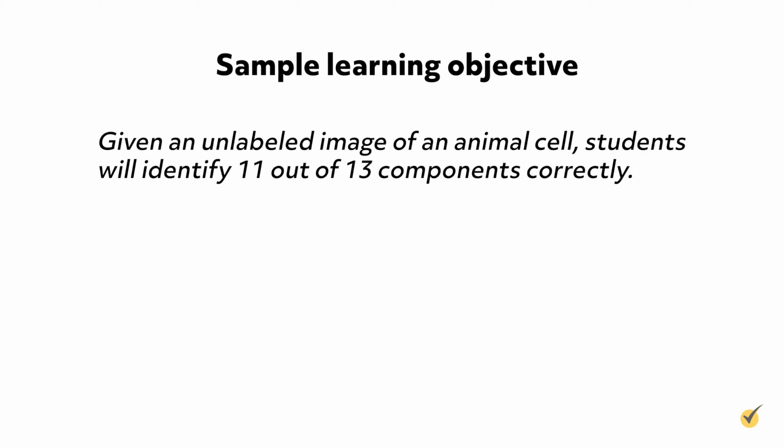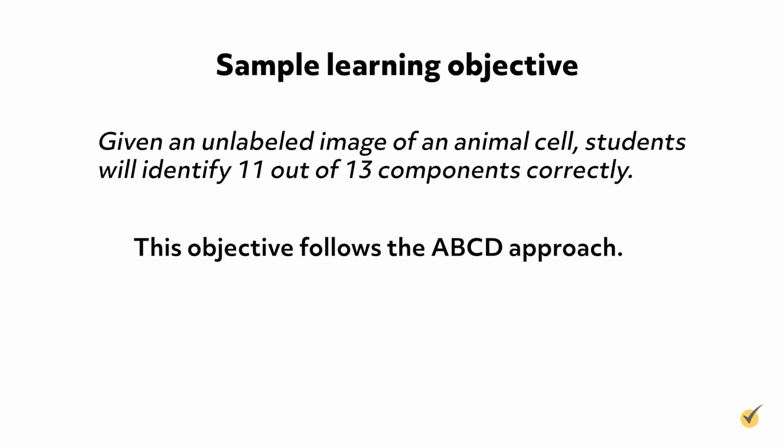When students are given the learning objectives at the start of a lesson, they will also understand what is expected of them and be better able to self-assess their learning. Let's take a look at a sample learning objective and break it down into its components. Given an unlabeled image of an animal cell, students will identify 11 out of 13 components correctly. This objective follows the A-B-C-D approach.